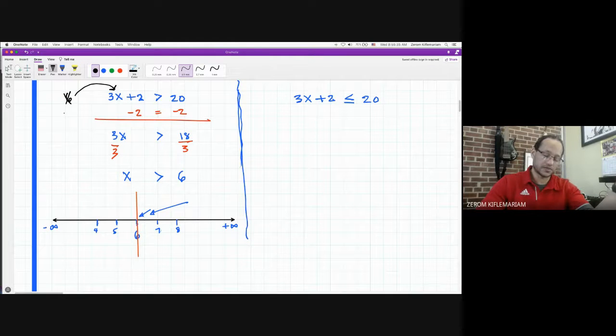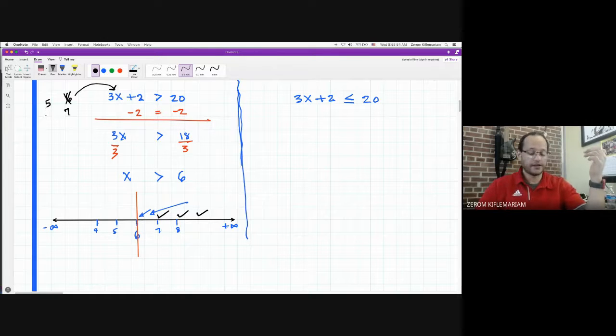What about, let's go ahead and say 7? 3 times 7 is 21. 21 plus 2 is 23. Is 23 greater than 20? That is true. So that is acceptable. So any number that I plug in on this side would be acceptable. But on the left side, let's go ahead and say 5. 5 times 3 is 15. 15 plus 2 is 17. Is 17 greater than 20? That is false.